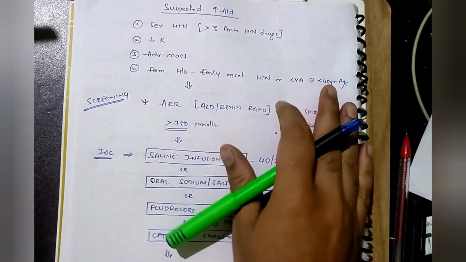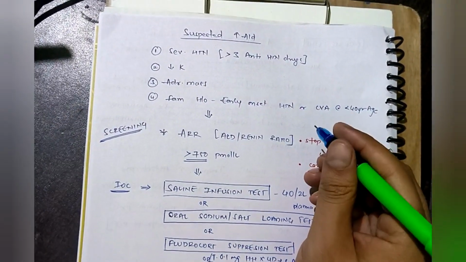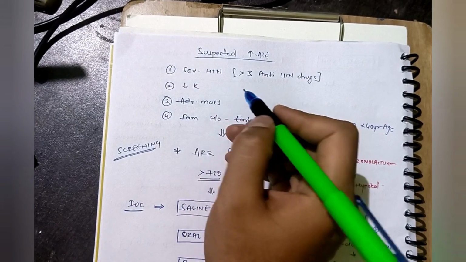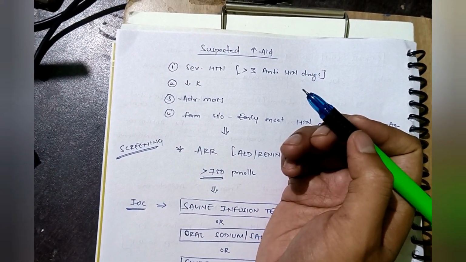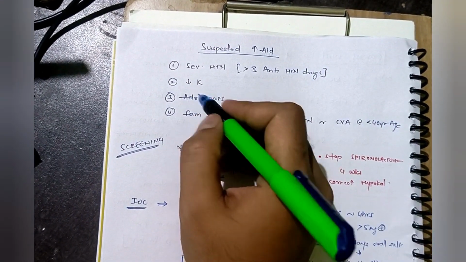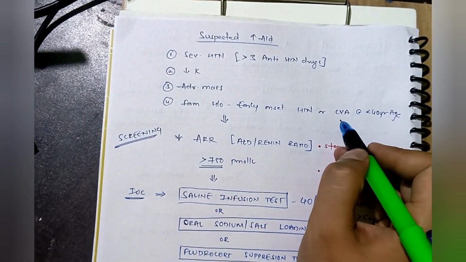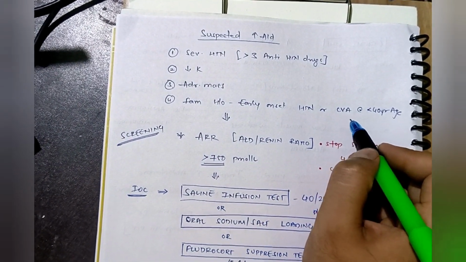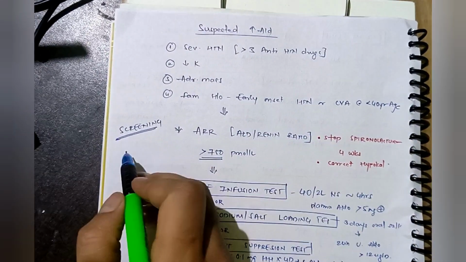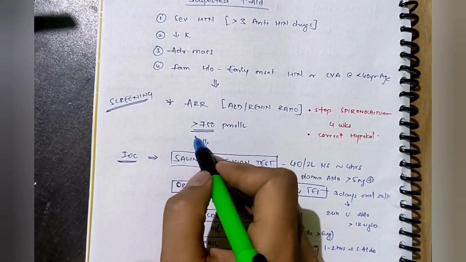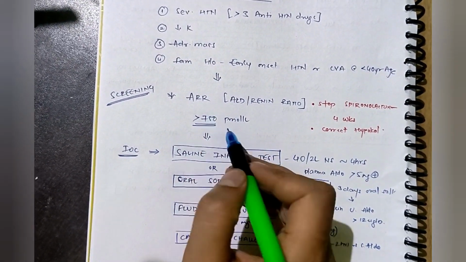So this is a flow chart, easy to understand. When we have a suspected case of hyperaldosteronism, features are severe hypertension, even if the patient is put on more than 3 antihypertensive drugs, hypokalemia, adrenal masses, or family history like early onset hypertension or cerebrovascular accident, that's a stroke, at less than 40 years of age. Then for screening, as I said, we can go for aldosterone by renin ratio. Okay, if it's more than 750, then it's diagnosed.